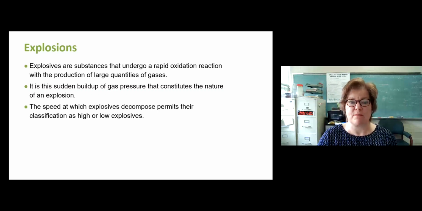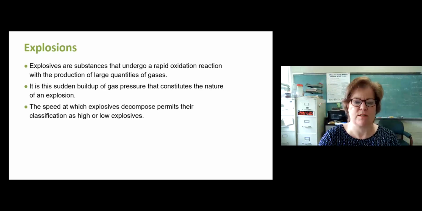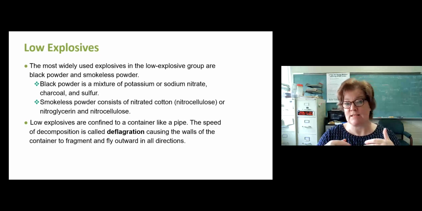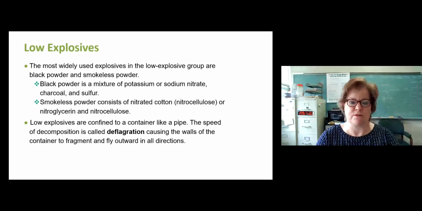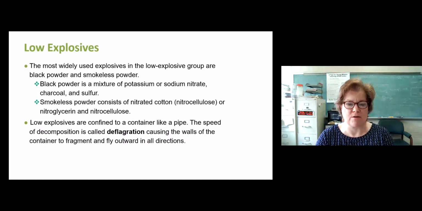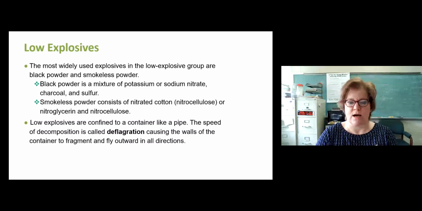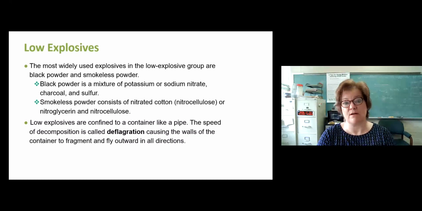Depending on how quickly it builds up and whether it's in a container or not, we're going to classify different kinds of explosives. Okay, so we begin by talking about low explosives. Low explosives have to be in a container because they're not going to build up that gas pressure as quickly as a high explosive. We have a couple of examples. Black powder is a version of gunpowder, and those have nitrates in them. Then we talk about smokeless powder, which is nitrocellulose and nitroglycerin. These are good examples of low explosives.